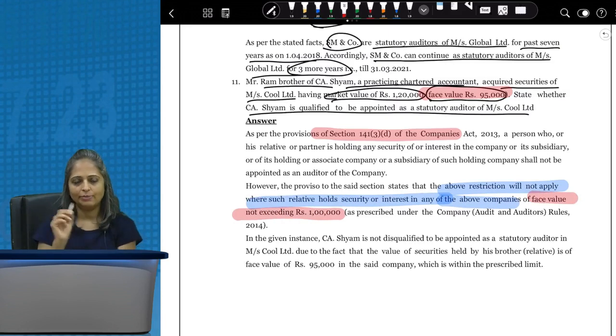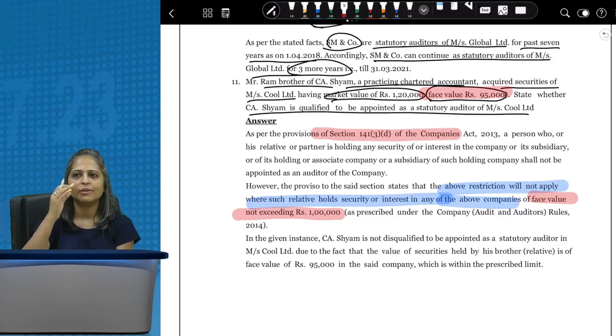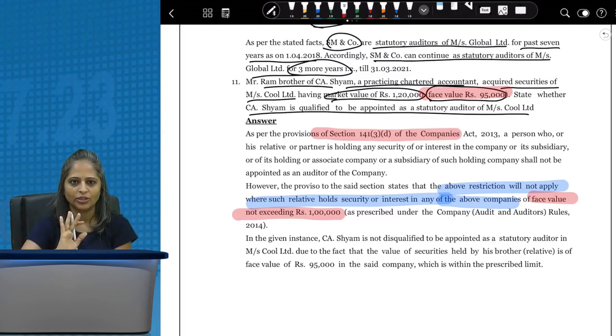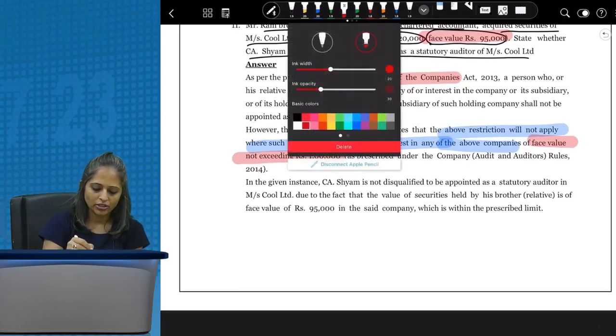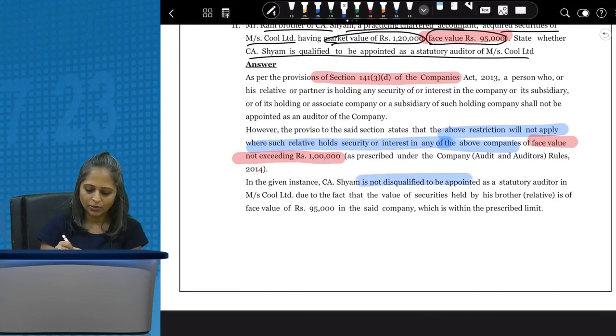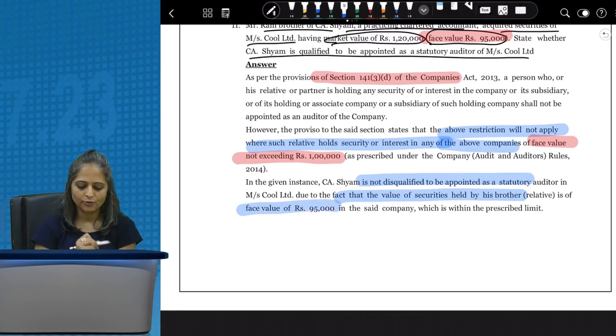Please always remember, the question will always give you the market value to confuse you. You don't have to look at the market value. The market value keeps on fluctuating, so you can't keep on removing and adding the statutory auditor, right? That is the logic. Hence, you always have to look at the face value and not the market value. In the given case, CA Shyam is not disqualified to be appointed as statutory auditor in Messrs School, because the securities held by his brother, who is a relative, are of face value of rupees 95,000, which is within the prescribed limit.